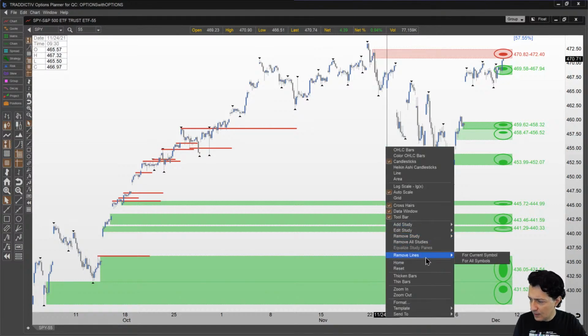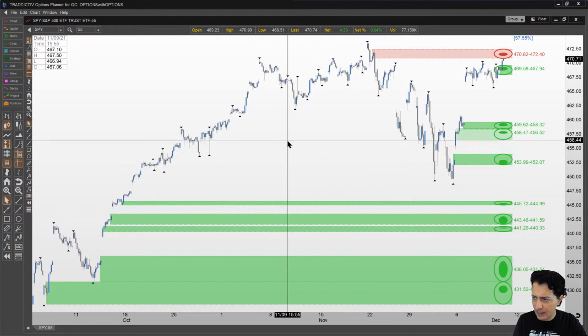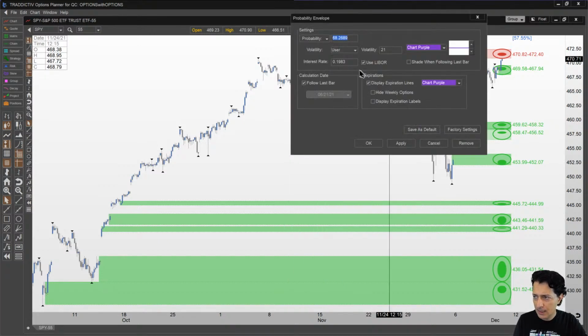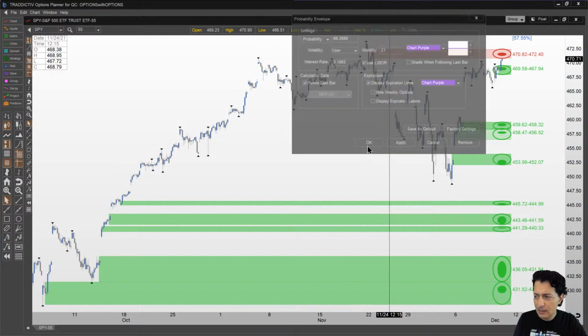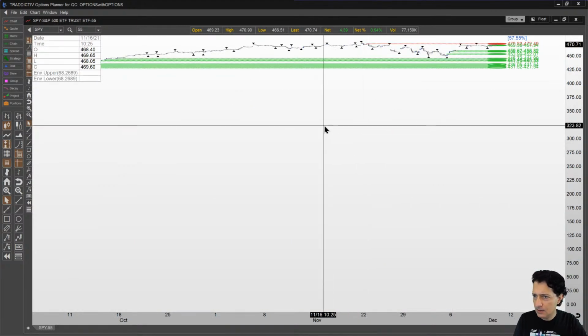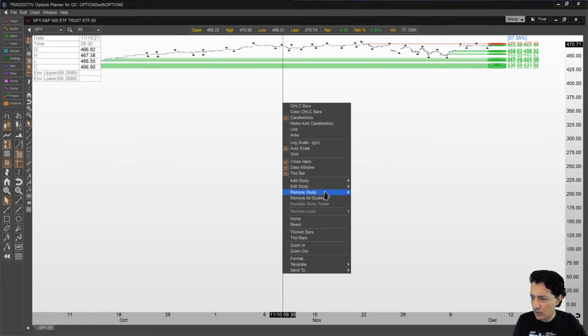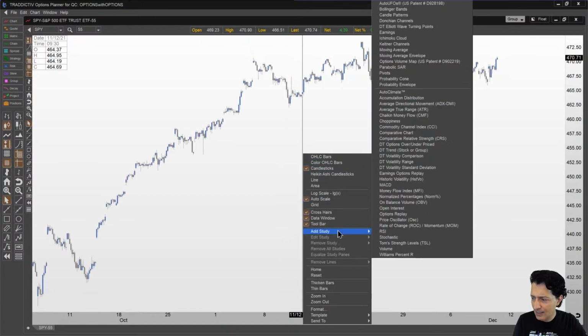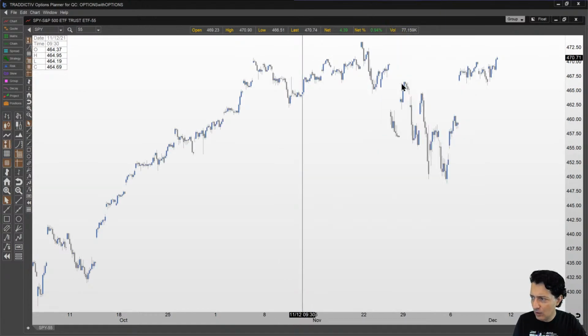So let's remove the lines, and we're going to complete our lesson for today by looking at two more studies, which is 2 in 1: the probability cone and the probability envelope. Okay, so the probability envelope, I'm just going to click OK, and then I'll come back to this. Let me remove all studies. Okay, no UFOs. So add probability envelope.